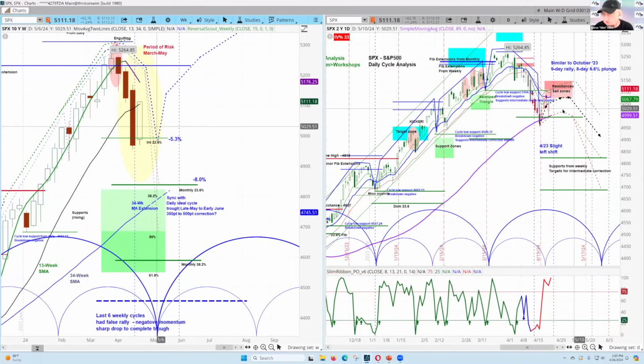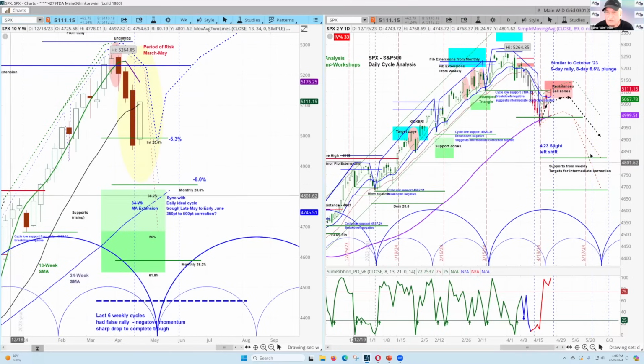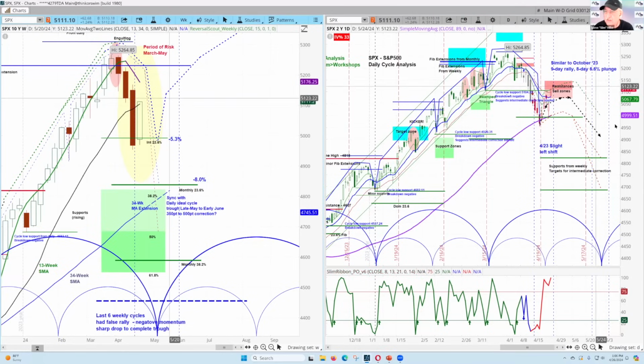The higher potential is that it's going to come up here and fail, and there's going to be a hard sell, just like there was in the last 6 cycles that I showed you on the weekly chart. This is that rally that has a high likelihood of failing, and then again moving to the downside.